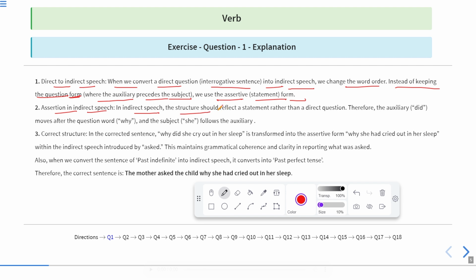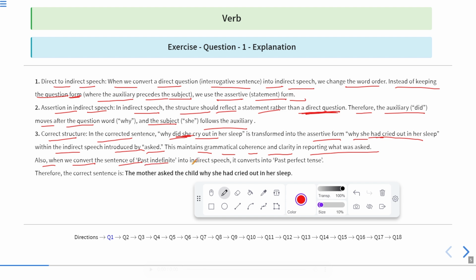Assertion in indirect speech. In indirect speech, the sentence structure should reflect a statement rather than a direct question. Therefore, the auxiliary verb did moves after the question word why. As the subject, she follows the auxiliary. Correct structure: in the corrected sentence, why did she cry out in her sleep is transformed to the assertive form, why she had cried out in her sleep. Now, did she will be converted into she had. Why? Because we have to convert the direct speech sentence into indirect speech, and in that case, past indefinite converts into past perfect tense within the indirect speech introduced by asked. This maintains grammatical coherence and clarity in reporting what was asked. Therefore, the correct sentence will be: the mother asked the child why she had cried out in her sleep.